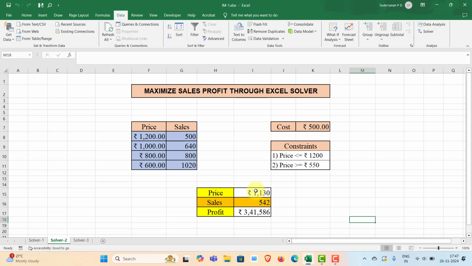So this is by assuming a linear variation for the sales based on the price. So this is approximately a linear variation. If it's a parabolic variation, you can use the LINEST function and get the coefficients and then calculate the sales using the formula ax square plus bx plus c, where a, b, c are constants you can find out and get the sales, and then in the same way you can find out the maximum profit.